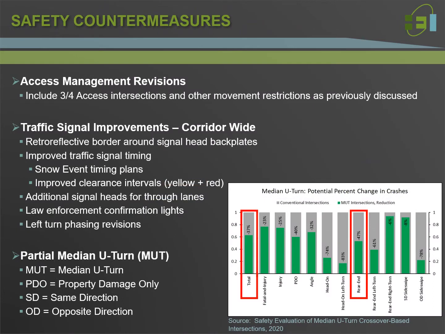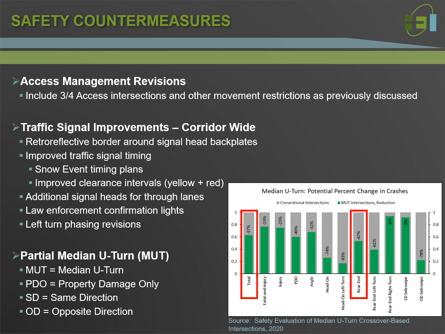In efforts to address the safety and operational concerns along State Street, 3 key safety countermeasures are proposed as part of the safety improvements on this project. These include access management revisions, traffic signal improvements, and the partial median U-turn design alternative. The access management revisions include the 3/4 access intersection modifications, along with other turning movement restrictions previously discussed. These revisions reduce crashes associated with minor street through and left crossing movements.